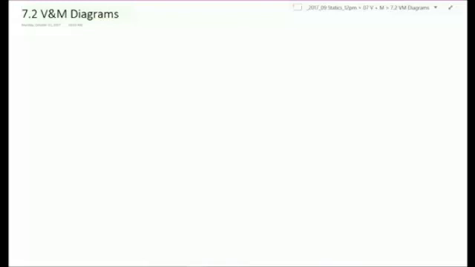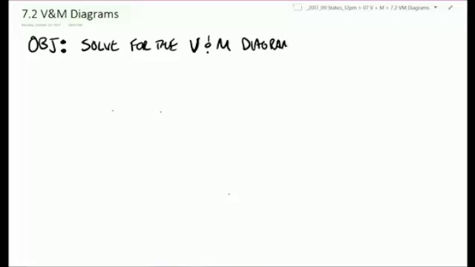All right, so the objectives of today. We are going to learn today to solve for the shear, which is V, and moment, which is M, diagrams using graphical calculus techniques.